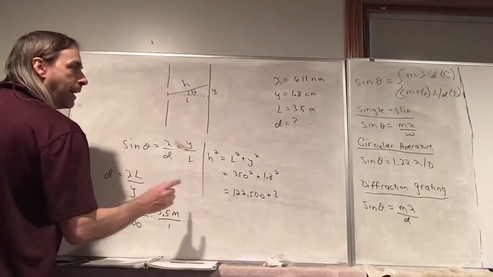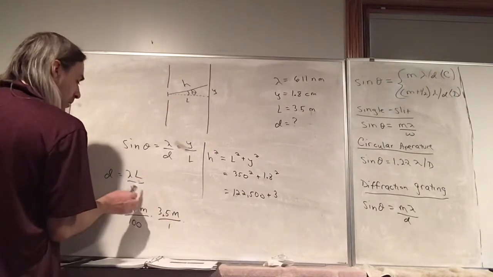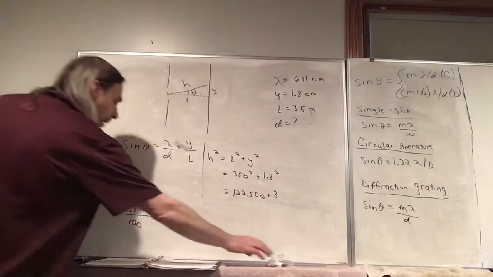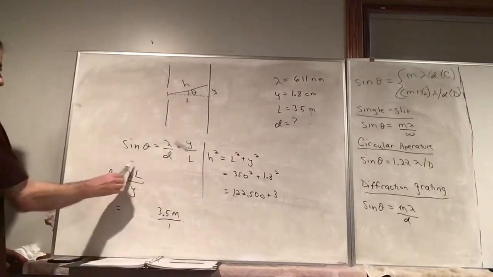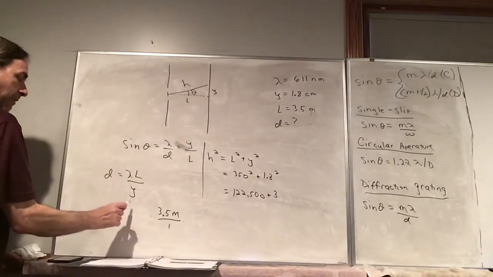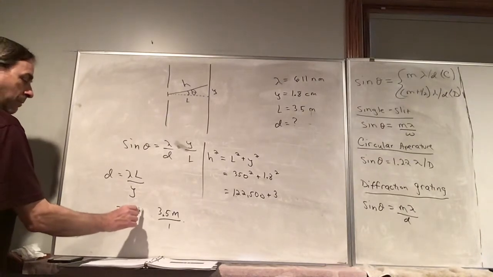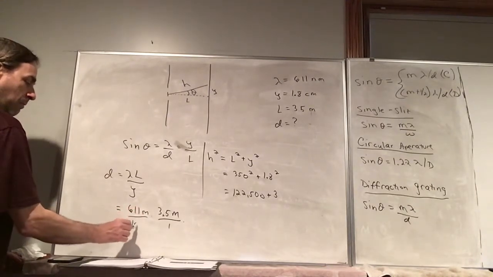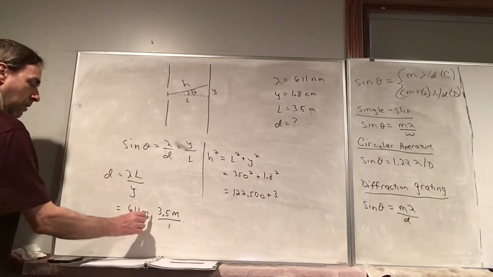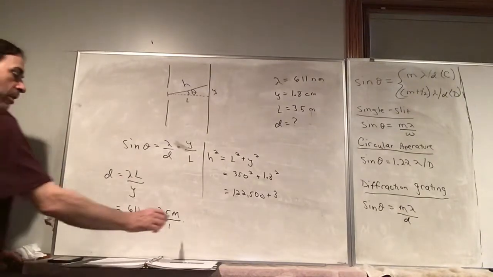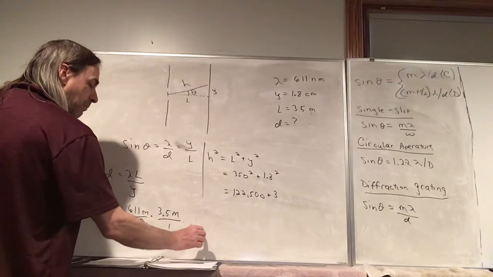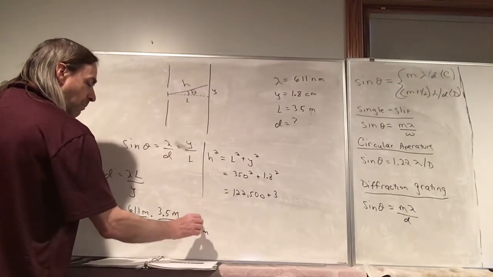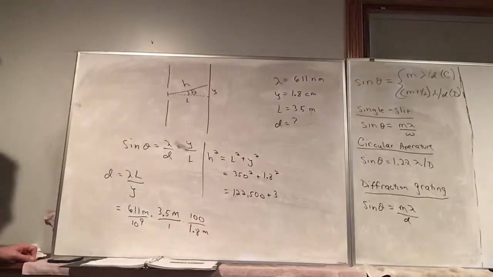And then y is... wait, I think I did, yeah, plugged in the wrong thing initially. Lambda is 611 nanometers, and then L is 3.5 meters. Y is 1.8 centimeters. So our units here are meters.